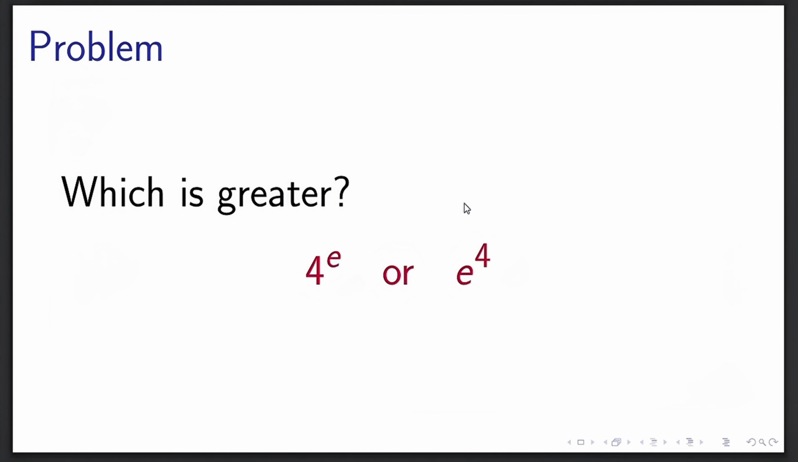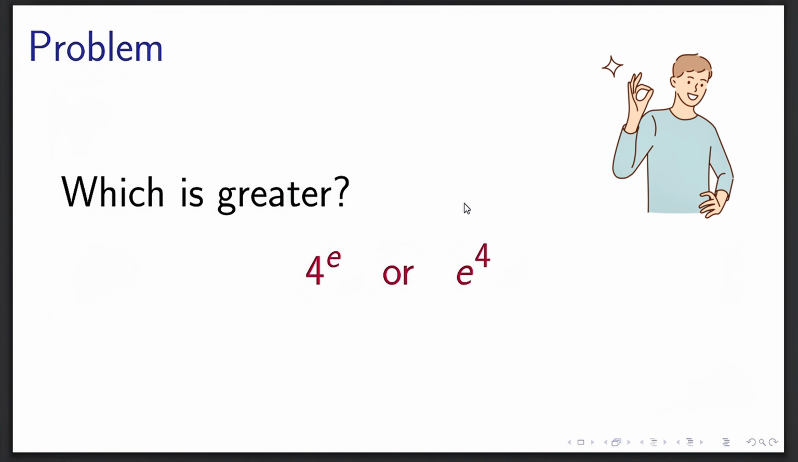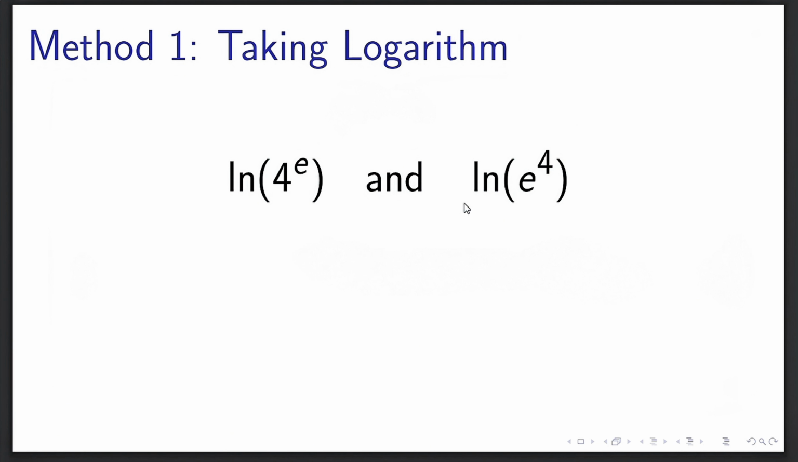I will use different ways to solve this problem. So let's start with method 1. Method 1 is to use logarithms to prove which number is greater and which number is less. I take the natural log on both numbers. When I take the natural log on the first number, I will get ln of 4 power e, and when I take the natural log on the second number, I will get ln of e power 4.